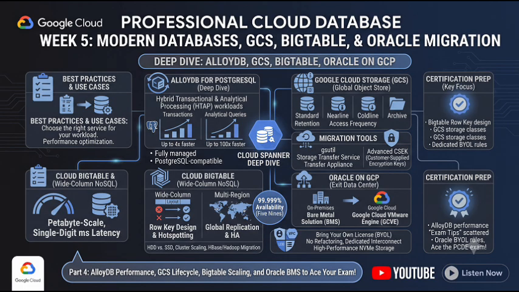AlloyDB, for all its decoupled brilliance, is still a strict relational database. It would just buckle under the sheer volume of unstructured ingestion. It would. And GCS is an object store. It's too static. You can't query it fast enough to build a real-time dashboard. When you are facing a massive fire hose of high-velocity data, you need a completely different paradigm.